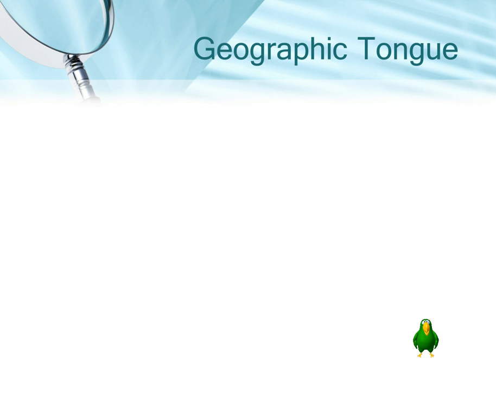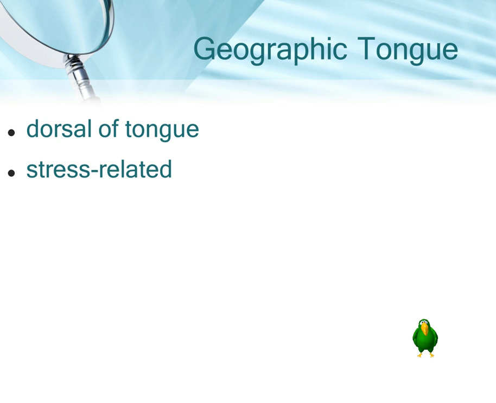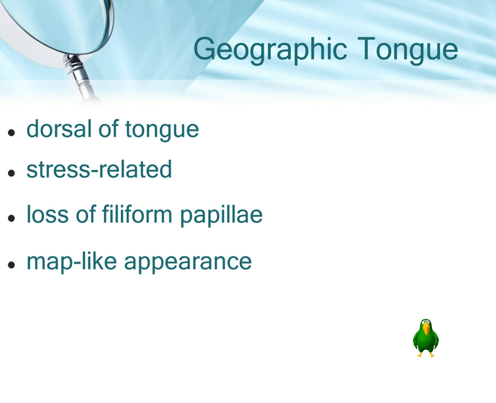Geographic tongue is a strange condition that occurs on the dorsal surface of the tongue. We aren't sure as to why it occurs, but as always, stress could come into play. Geographic tongue reflects the loss of filiform papillae, and it creates a mat-like appearance on the tongue.